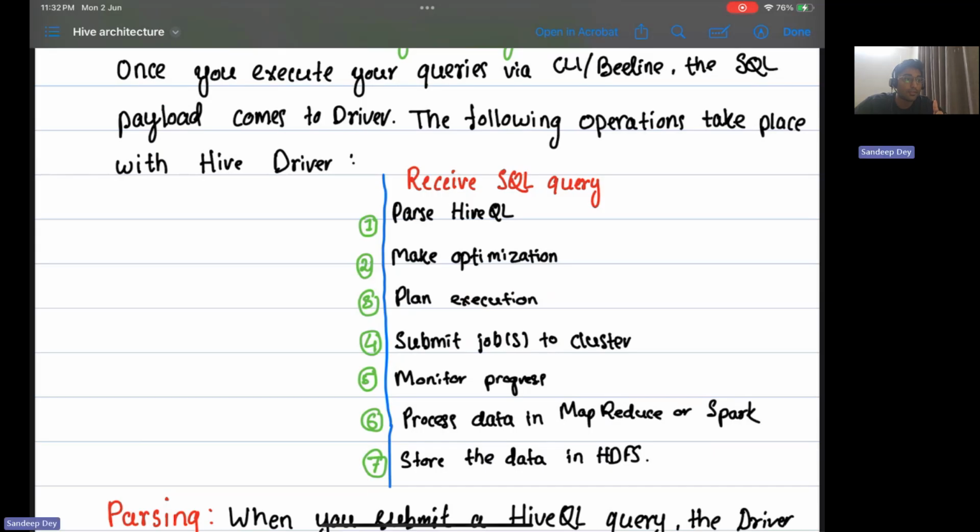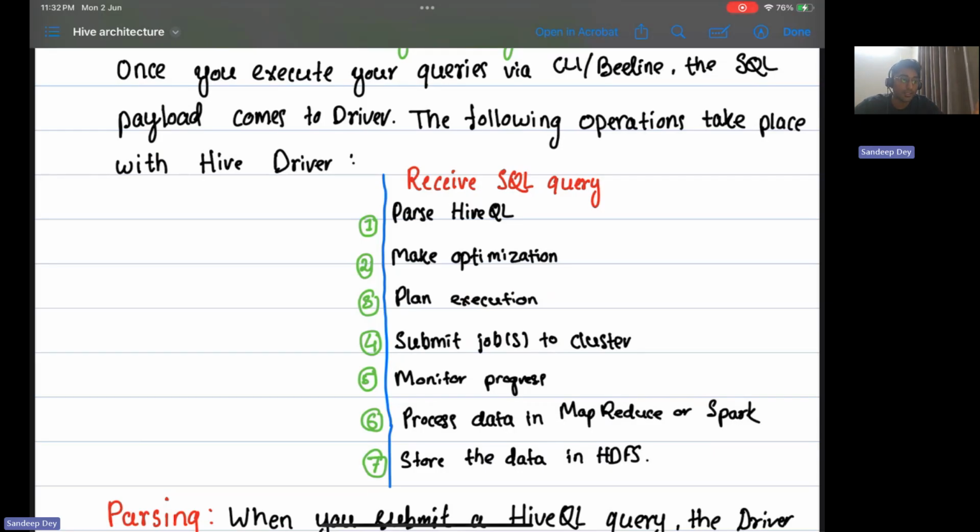Okay. So the Beeline tool connects to Hive via JDBC. Once it's connected, the next step is parsing your HiveQL. It will parse the query that you have. Then it will make optimization. Is there any scope of optimization? It will perform that. Then plan execution. It will plan the execution.